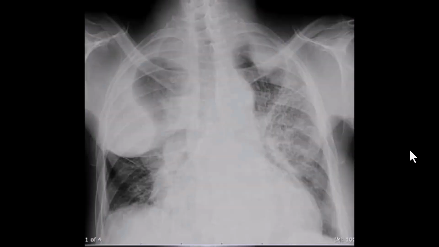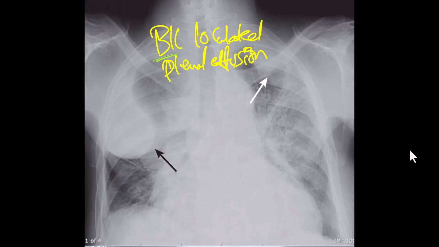So what do you think about this chest X-ray? This is bilateral loculated pleural effusions. So on the right side you have this loculated pleural effusion, and on the left side you have this. And usually they are created by adhesions. And if you see any effusion that looks like it doesn't have a meniscus sign and is in an abnormal position of the lungs, then suspect loculated pleural effusion.